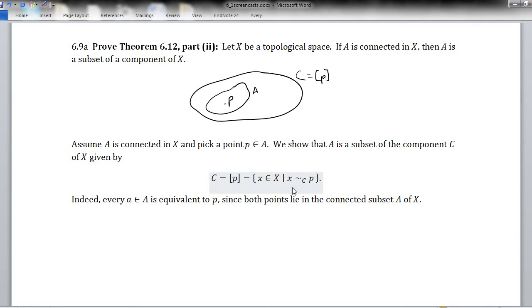But if a is equivalent to P, then a is contained in its equivalence class. It's contained in C. So we've shown that every element of A is contained in C. Thus, A is a subset of C. And we're done.